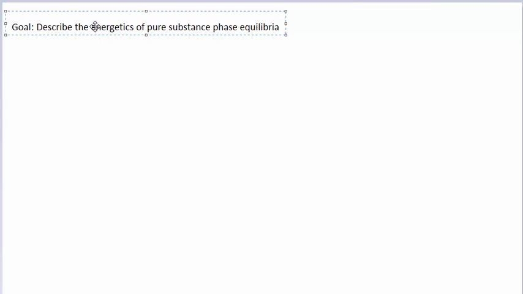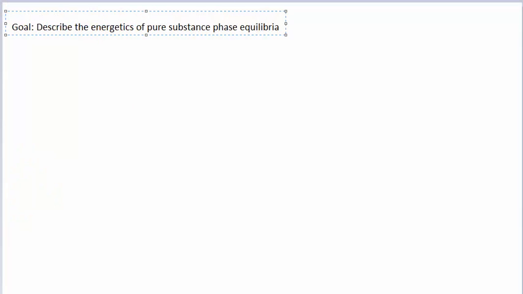Okay, today we're interested in Gibbs free energy in the context of phase equilibria. So first of all, let's put that up. Alright, so today we're going to try to describe the energetics of pure substance phase equilibria. Well, first of all, we should try to pinpoint what that really actually means.